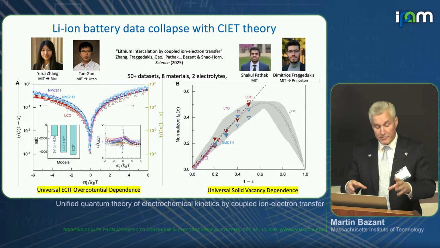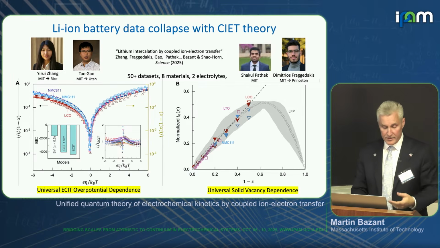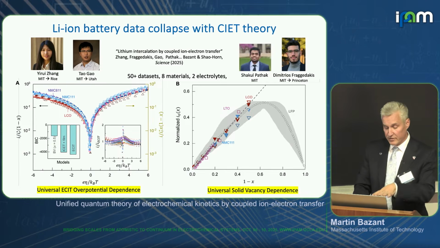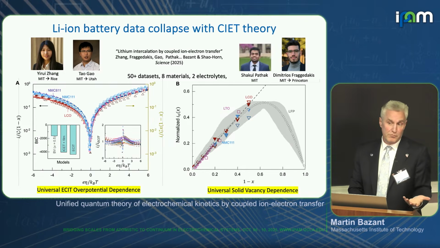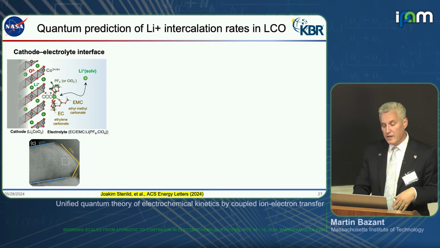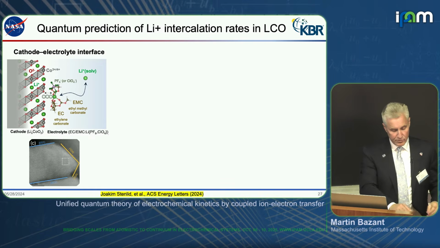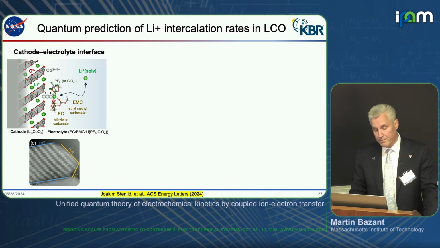So at least within the battery field, it's becoming recognized that electron transfer actually can be rate limiting in lithium-ion batteries, and that the Butler-Volmer equation should be replaced or modified. What's also exciting is the possibility now of doing quantum simulations to predict the reaction rate from first principles.